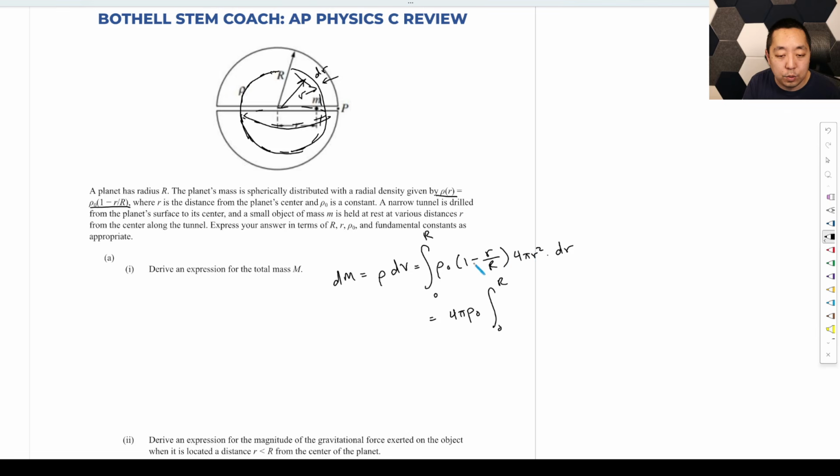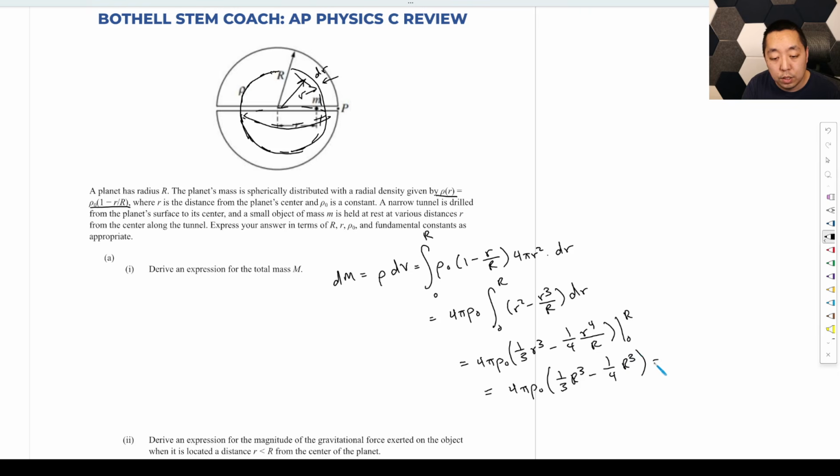From 0 to big R, you have r squared minus r cubed over big R, dr. So this is 4 pi rho 0 times 1/3 r cubed minus 1/4 r to the 4th over R, from 0 to R. That's going to be 4 pi rho 0 times 1/3 R cubed minus 1/4 big R to the 4th over R, which is also R cubed. So that's going to be 1/12. So this part here is going to be 1/12 R cubed. Times 4 is going to be 1/3 pi rho 0 R cubed. Okay, so that would be the entire mass.